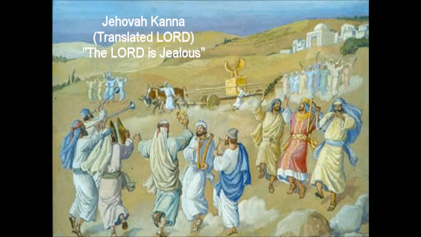Jehovah Kana, the next name of God in the Old Testament, means Jehovah is jealous, righteous, zealous, and passionate. Exodus chapter 34, verse 14: For thou shalt worship no other god, for the Lord, whose name is Jealous, is a jealous God. Lord is in all capitals here.